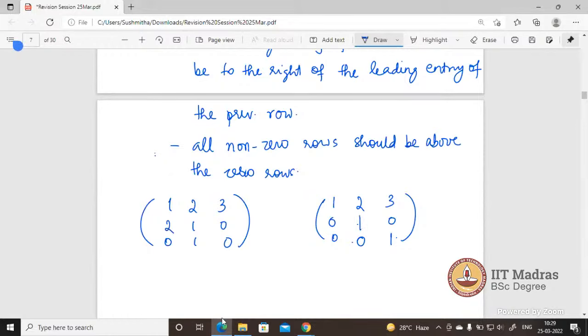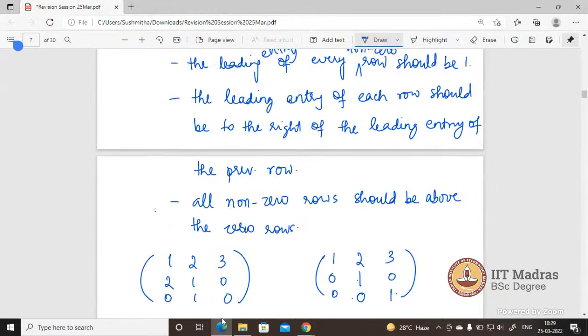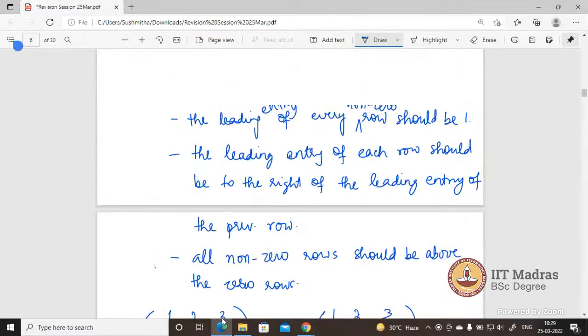Ma'am, the conditions that you have given, are they for reduced row echelon form? No, no, this is row echelon. If it's reduced, I'll have one more condition. This 2 should be 0. All these should be 0. This 3 should be 0. Even 3 should be 0. Okay. So this is row echelon form.